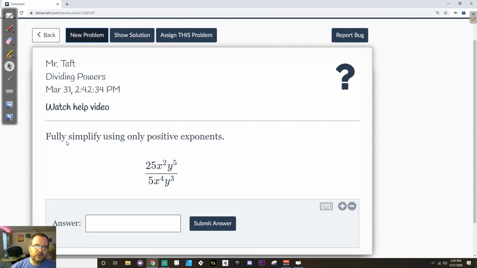Okay, so 25 and 5 are going to simplify. So this is going to reduce down to 5 over 1.